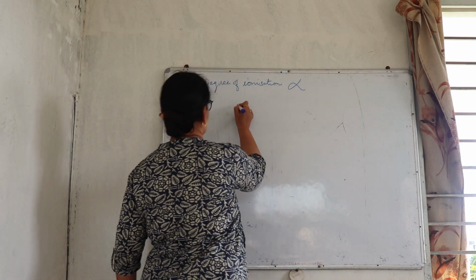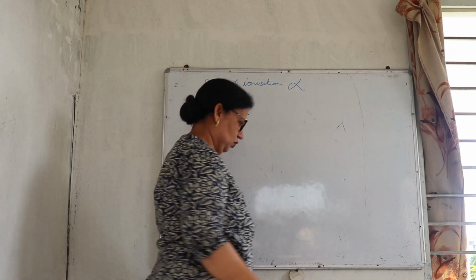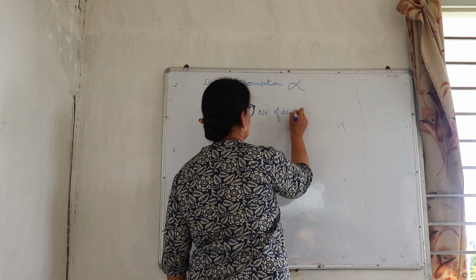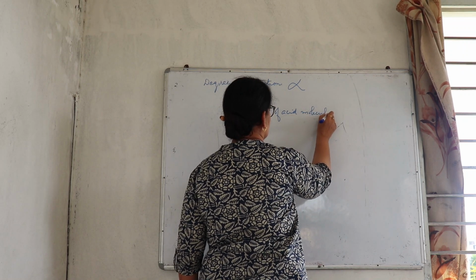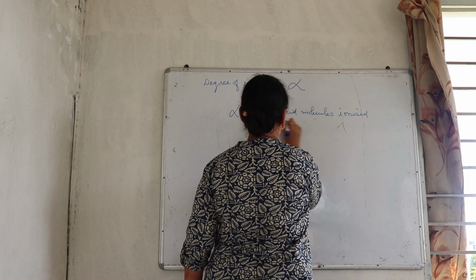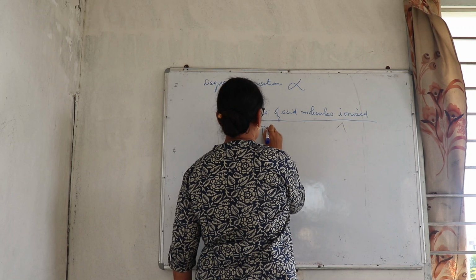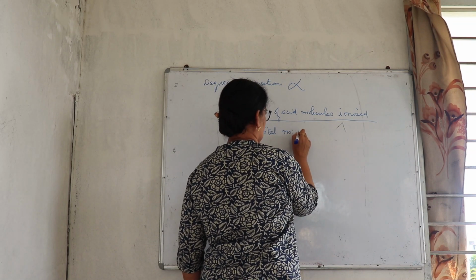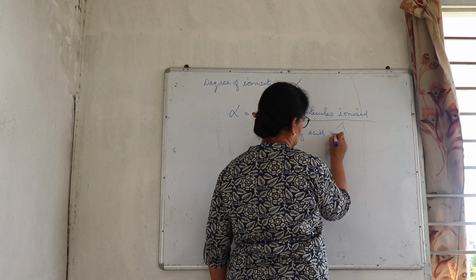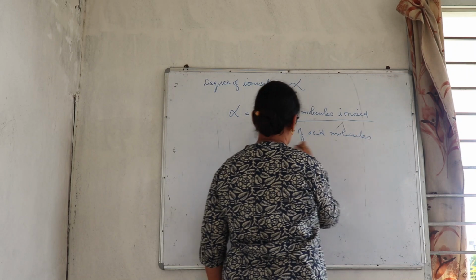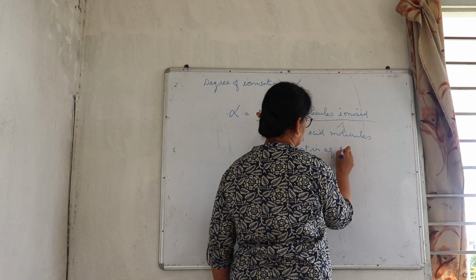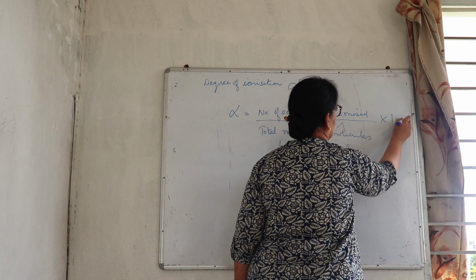What is alpha? Alpha is equal to the number of acid molecules ionized upon the total number of acid molecules present in aqueous solution, into 100.